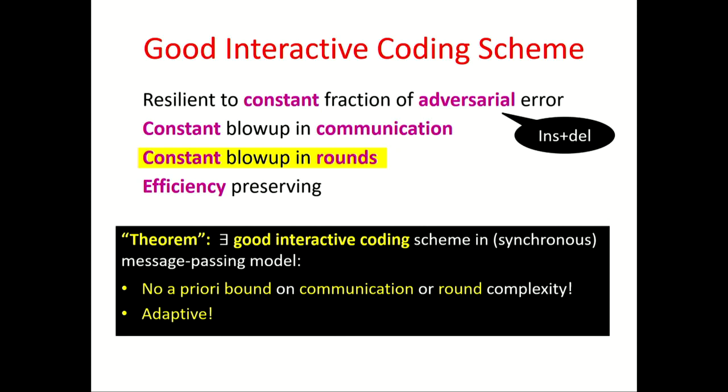We do not assume any a priori bound on the communication or the round complexity. The communication of the round may depend on the type of Alice and Bob, and it can be completely adaptive. Moreover, in our work, we optimize the constant here. We have various optimizations, but essentially we show that as the error approaches 0, the blow-up approaches 1. So there's no blow-up as the error approaches 0. Okay, so this is our result. And in the few minutes I have left, I will tell you a little bit about how we get this result.